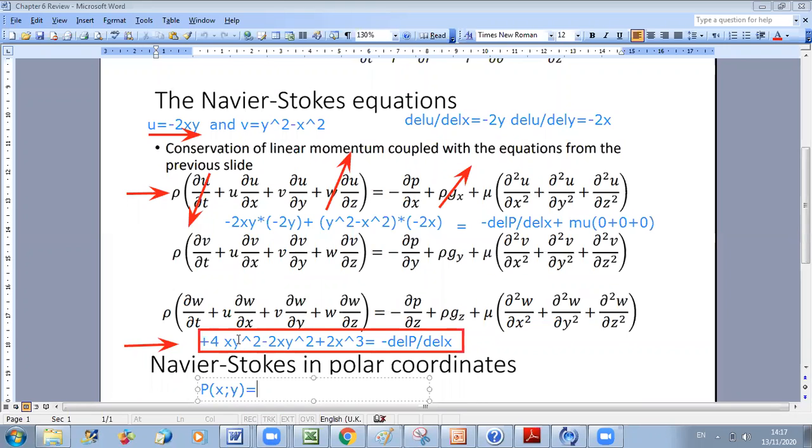So here the first term is 4xy squared. If I integrate with respect to x, I have 4y squared, which is like a constant, times what? X squared over 2, because the integral of x is x squared over 2. So if you want, you can simplify our two terms, like 4xy squared minus 2x.